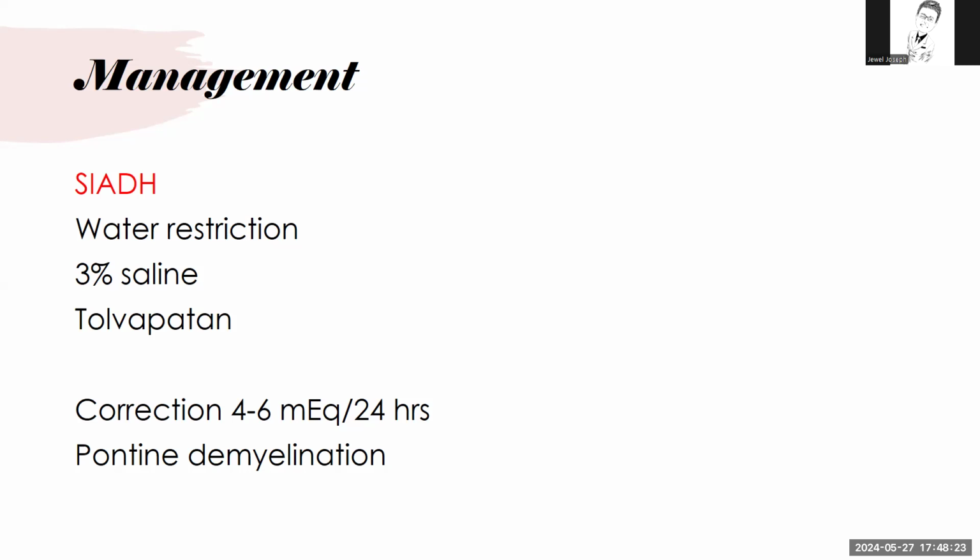So in acute hyponatremia, we can actually have a more liberal correction. In the sense, we can correct much faster when compared to chronic hyponatremia, where we should be very, very diligent with our correction. The usual recommended rate is 4 to 6 milliequivalents per 24 hours. If we do a rapid correction, especially in chronic hyponatremia, there is always a risk of acute pontine demyelination, which can be very fatal. Next slide, please.